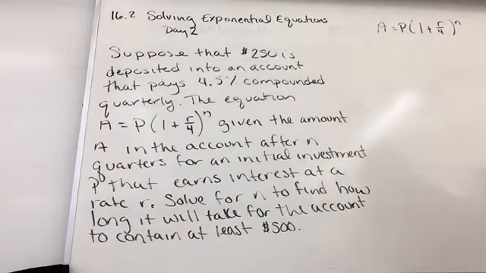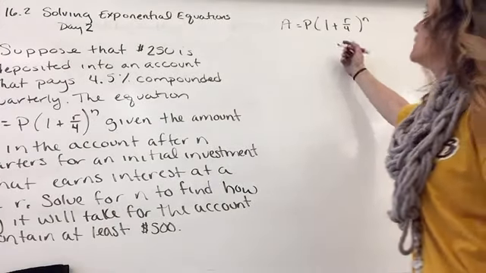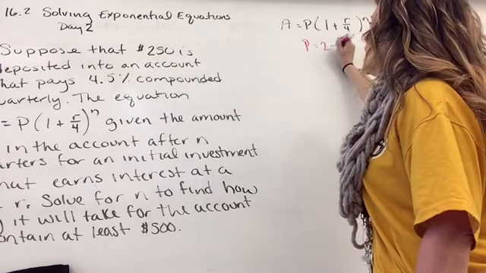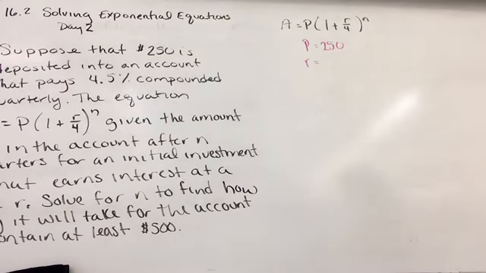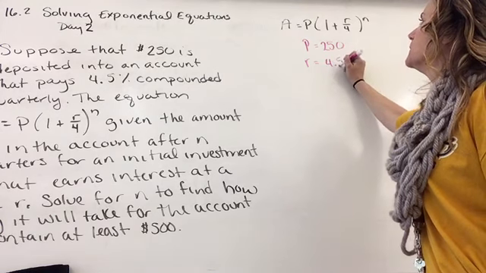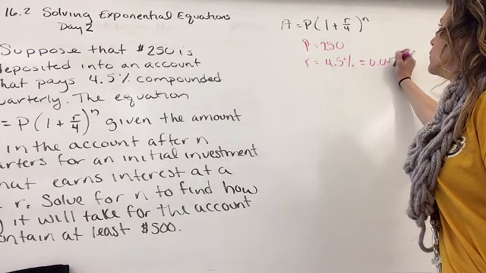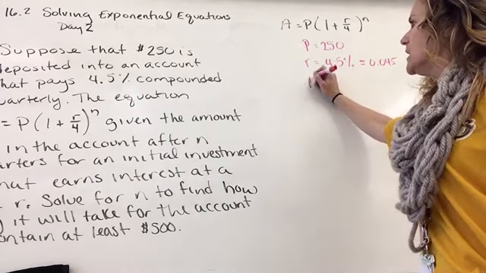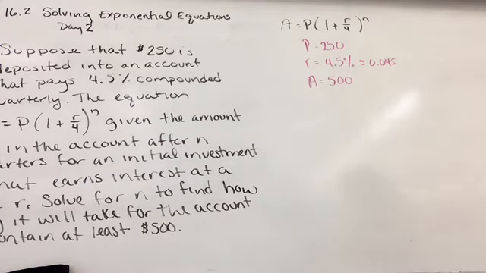But first, let's identify some of our givens. So here's our formula. I wrote it up here. And we need to know what P was. What was the initial investment? That was 250. And r, the interest rate, was 4.5%. If I change that to a decimal, that's 0.045, because we want to make sure our interest rate's a decimal. And then what do we want in the account after all this time? The amount that we actually want to have is 500, which means it's doubling.